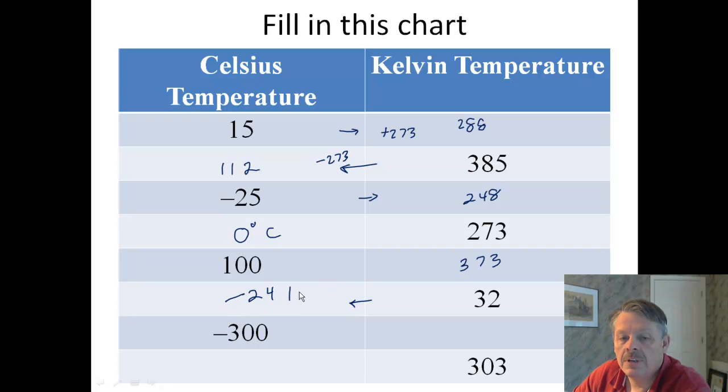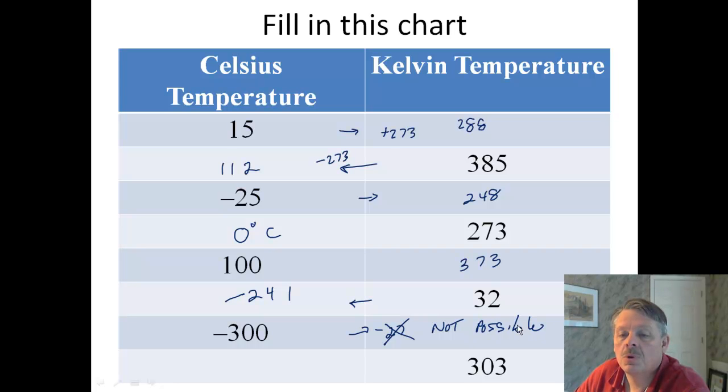Remember, you can't have a negative Kelvin temperature. So for negative 300, I add 273, and I get a negative number. Well, that doesn't make sense. I can't get a negative 27. Can't get a negative Kelvin temperature. So this is not possible.